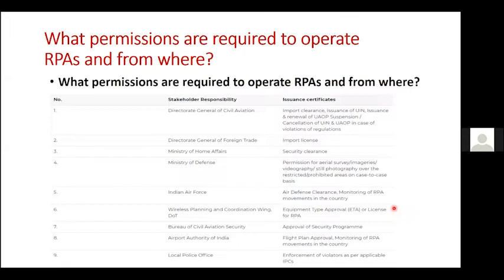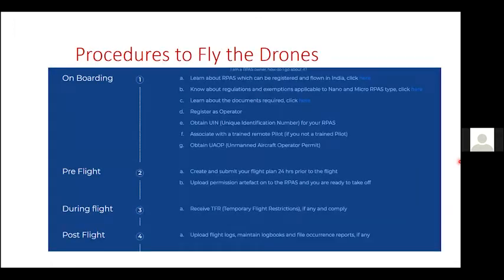Then you have to take permission from the airport authority. Finally, you have to inform the local police station 24 hours before any operation. So these are the procedures we have to follow before you go for a drone flight. First you have to learn how to register the RPAS. Then you have to register your drones on the RPA and get UIN numbers.